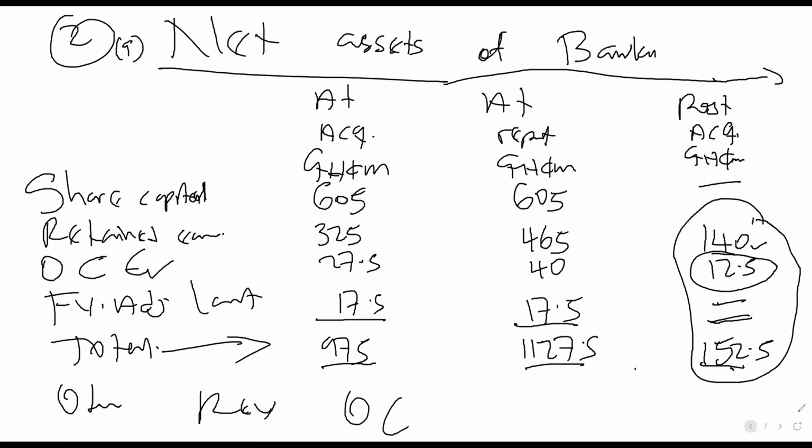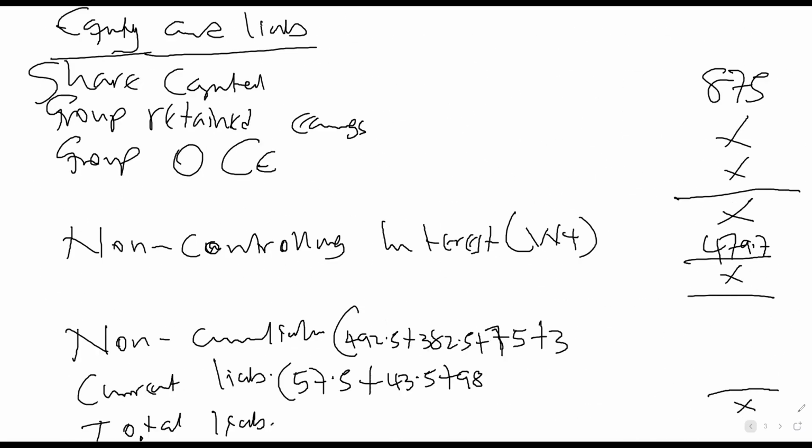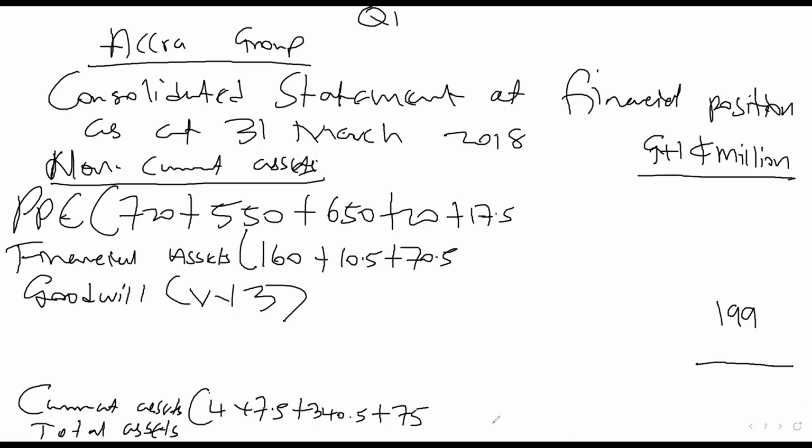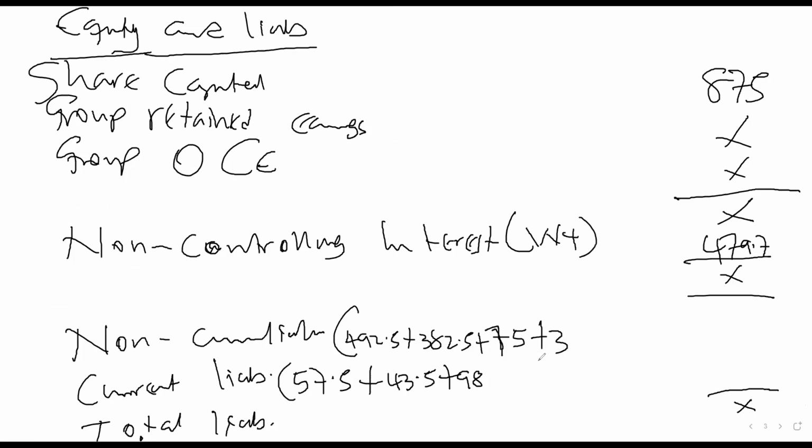Then you place that. It will go to group retained earnings. Go to current liabilities, add 7 plus 7. Current liabilities plus 7. Last one, then we are done.